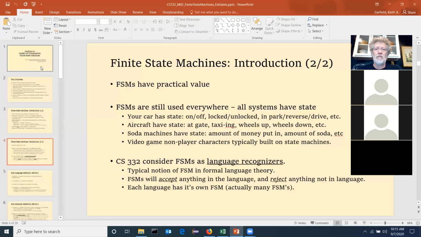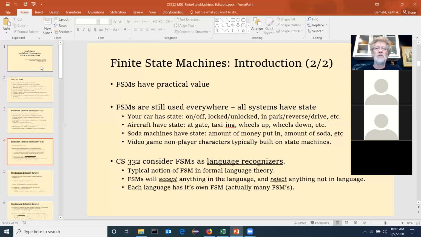If I have a machine that is designed to represent a specific language, and I feed it a string that is in the language, that machine, if it's a language recognizer, will tell me that string is in the language. And if I feed it a string that is not in the language, that machine will tell me this string is not in the language. The typical terminology that we use is accepting and rejecting. If I take a string that I know is in the language and feed it into that machine, it will accept that string. If I take a string that I know is not in the language, the machine will reject that string.